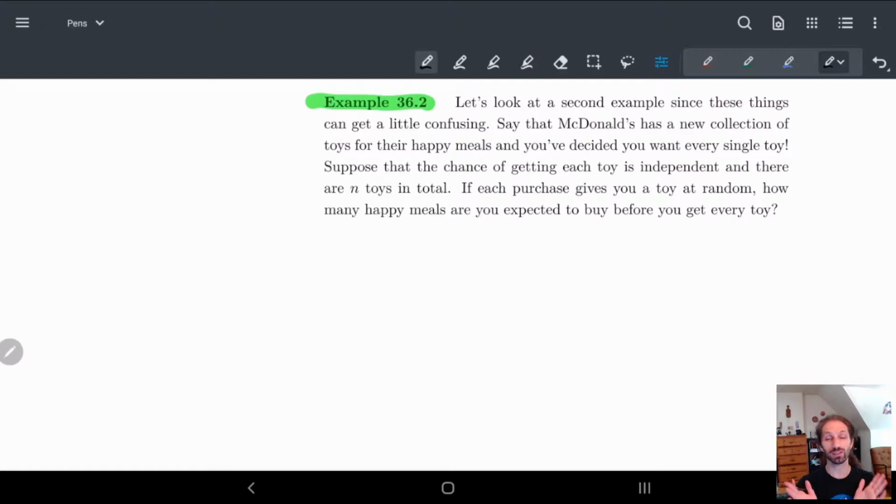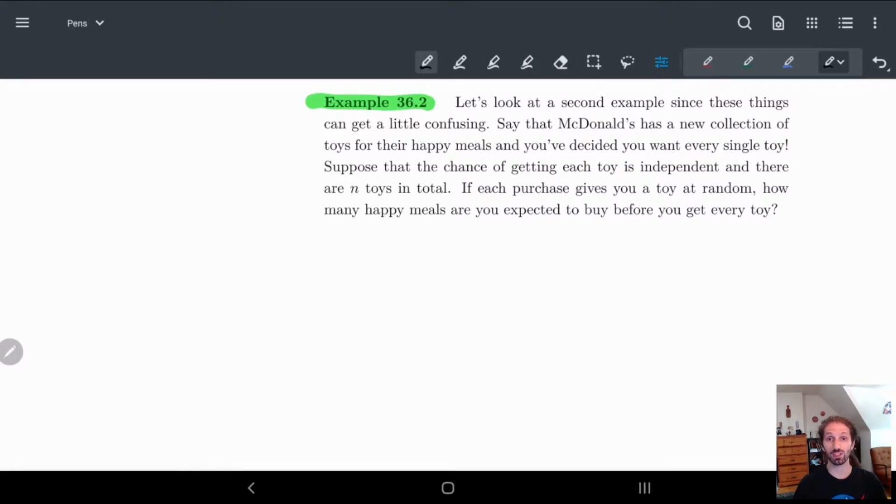And so we're gonna pretend that there's n different toys. I don't know how many they do, so we're just gonna use a random variable, and we're gonna say they all have the same probability of happening. Like there's not one that's more probable. The chance of getting each toy is independent, so it's uniform in essence here. And we're gonna purchase a toy at random every so often, right? So the question becomes, how many Happy Meals do we need to buy before we get every single toy?